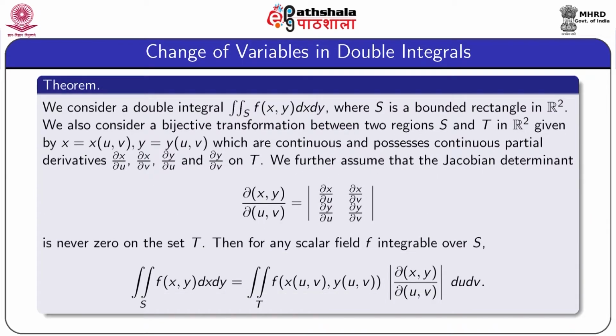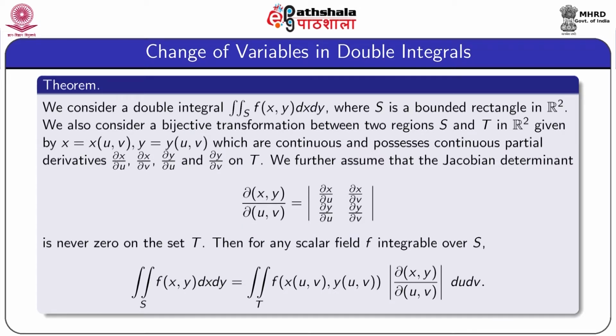We consider a double integral over S of f(x,y) dx dy, where S is a bounded rectangle in R². We also consider a bijective transformation between two regions S and T in R² given by x = x(u,v), y = y(u,v), which are continuous and possess continuous partial derivatives ∂x/∂u, ∂x/∂v, ∂y/∂u and ∂y/∂v on T.